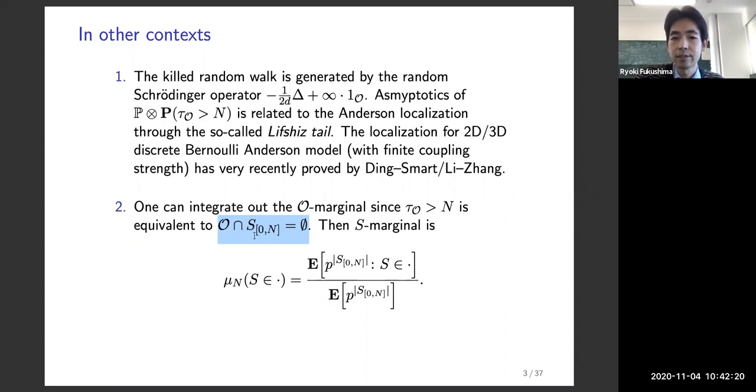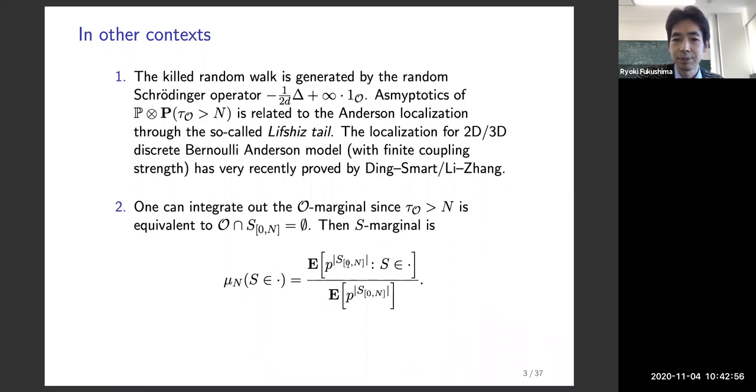And if you look at this second formulation, you can integrate out the obstacles marginal. What is the probability of this event? This is simply P to the cardinality of the range. So you have this P to the cardinality of the range inside the expectation if you integrate out the obstacles marginal. And then if you look at the random walk marginal under this measure, then you end up with this expression.